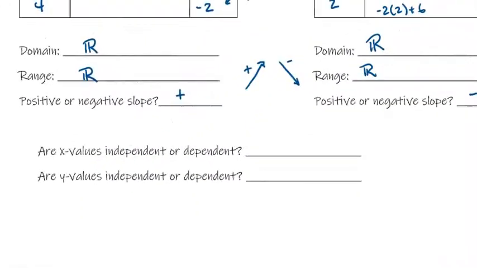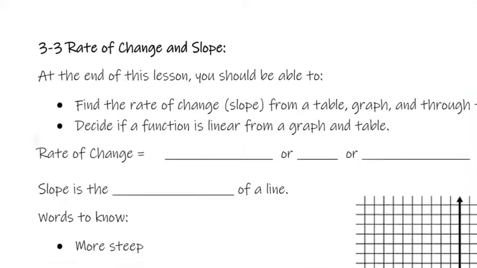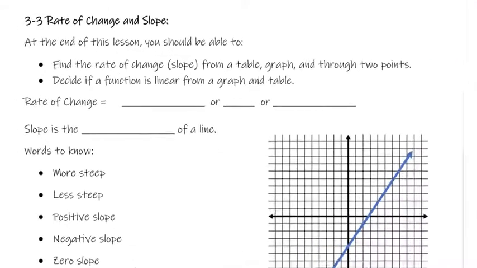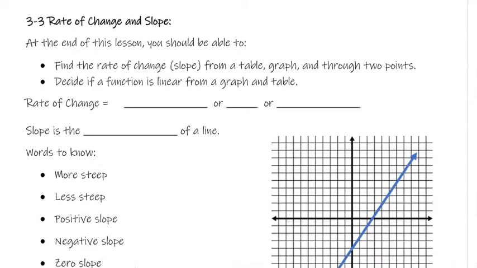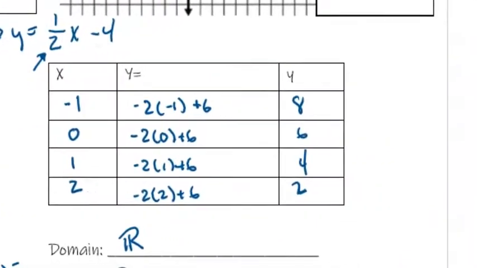Okay, x values. X values are independent. Y values are dependent. So now we're to the new part of our lesson, which really should be review for you, but if it's not, then that's okay. We'll go with it. But rate of change is the same thing as slope when we come to these graphs. Rate of change you should be able to find from a table, a graph, and through 2 points.